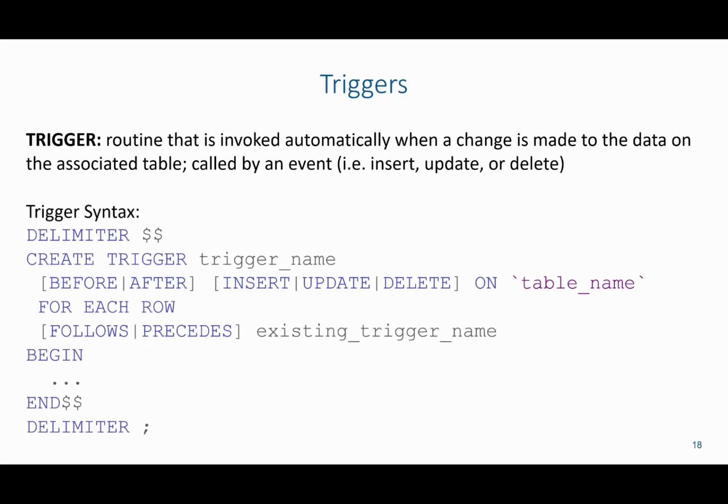The syntax for a trigger is similar to the syntax for a procedure and function. We're going to still change the delimiter using delimiter $, and at the end we'll change the delimiter back. And then we still have the begin and end logic. What's different is the create trigger portion. So we're going to say create trigger, and the name of the trigger.